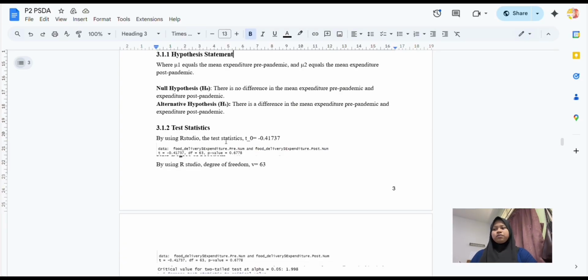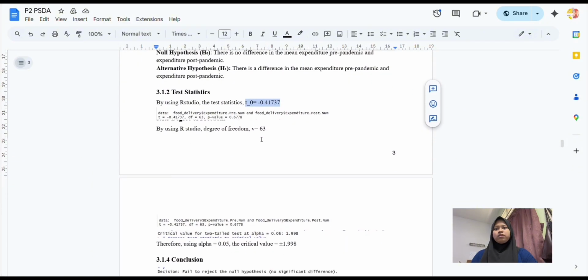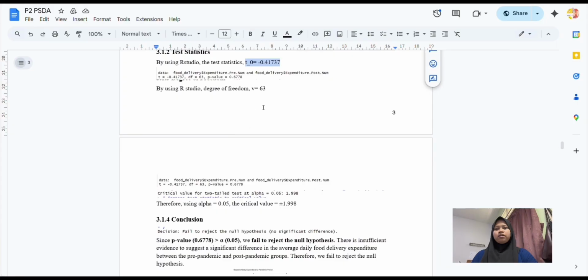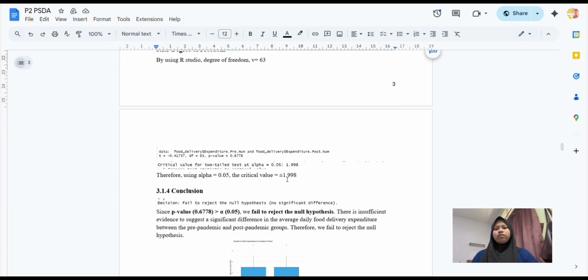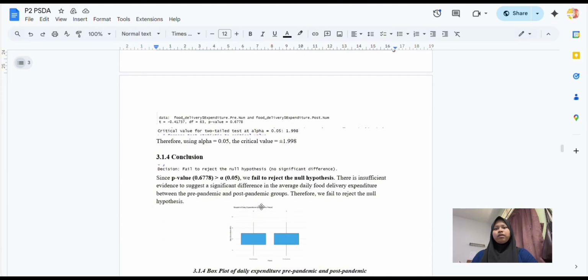Using RStudio, we got the test statistic t0 is negative 0.41737, and the degrees of freedom is 63. The p-value is 0.6778. By using RStudio, we got the critical value for a two-tailed test at alpha 0.05 is 1.998. Therefore, the critical value is plus or minus 1.998.